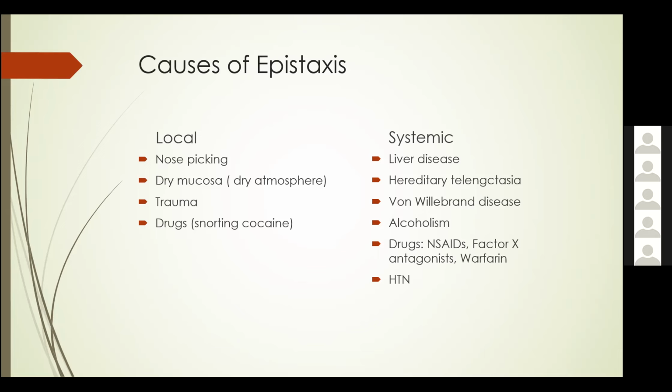Now, then I'll move on to systemic causes. Liver disease, you know that the liver has got about 500 functions that it does. And one of them is to synthesize clotting factors. And so people with liver disease tend to have epistaxis. Hereditary telangiectasia, again, it's quite common to have epistaxis. Von Willebrand's disease, this is also associated with epistaxis.